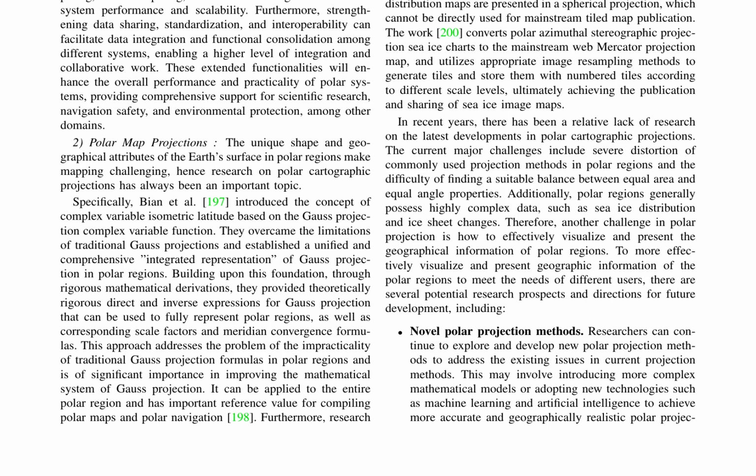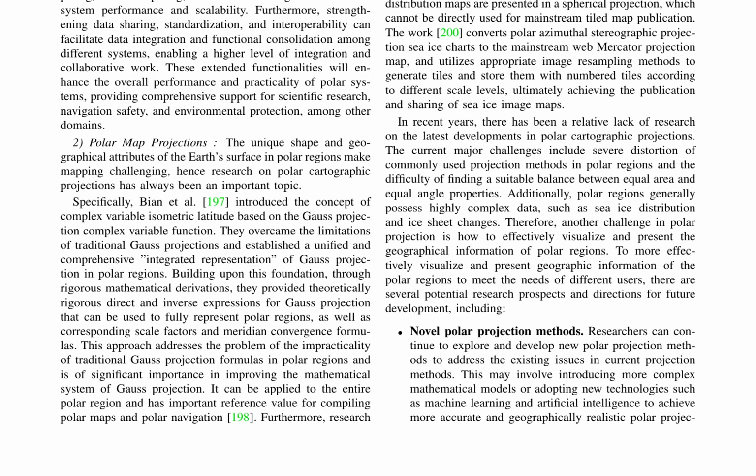The authors also mention research on the non-singular Gauss projection formula, which meets the requirements of continuous projection within polar regions. Additionally, they discuss the conversion of polar azimuthal stereographic projection sea ice charts to mainstream Web Mercator projection maps, utilizing imagery sampling methods to generate tiles and store them according to different scale levels. Current challenges in polar cartographic projections include severe distortion of commonly used methods and the difficulty of finding a suitable balance between equal area and equal angle properties.